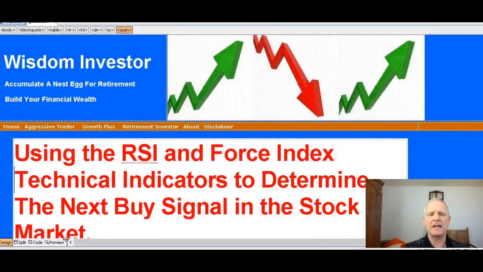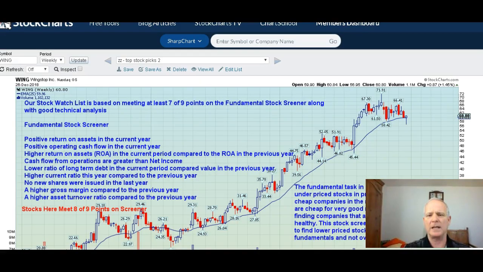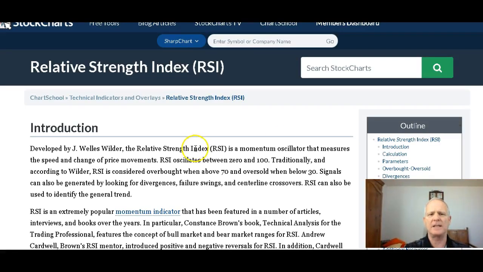So we're going to focus on the RSI here today and also the technical indicator, the force index. Let's talk about these two indicators. First, the relative strength index, this is from stockcharts.com, is a momentum oscillator that measures the speed and change of price movements. RSI oscillates between 0 and 100. So this is an oscillator that measures momentum.